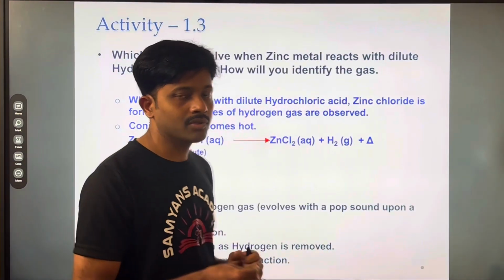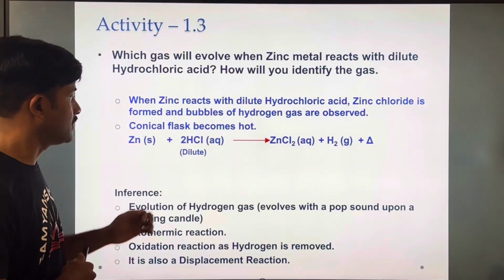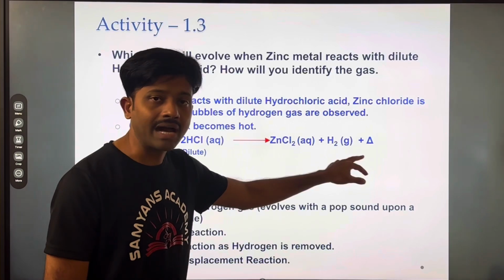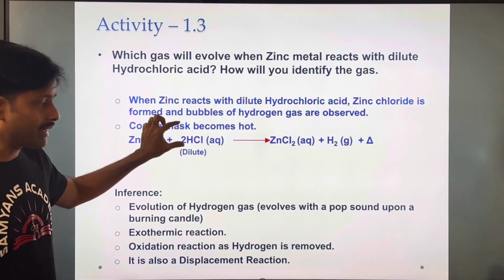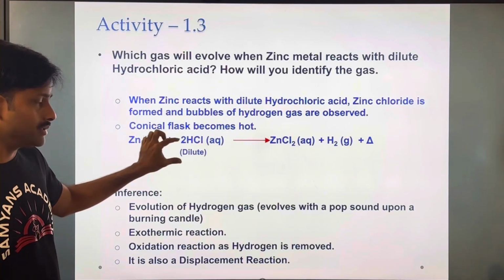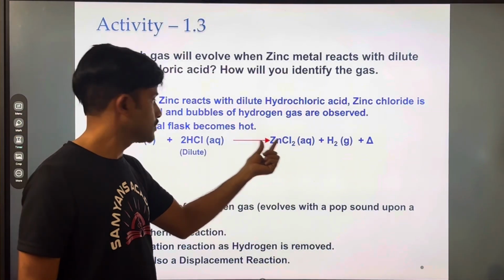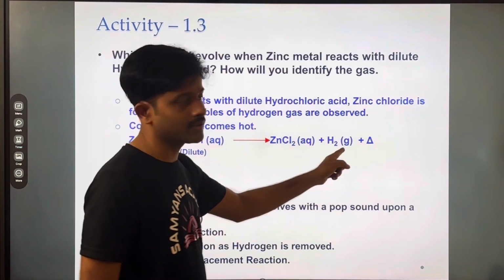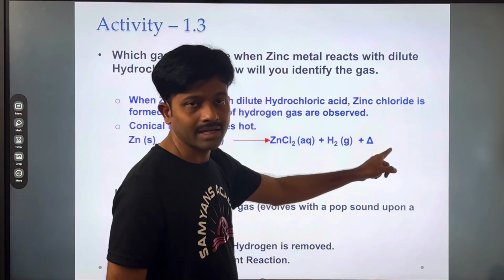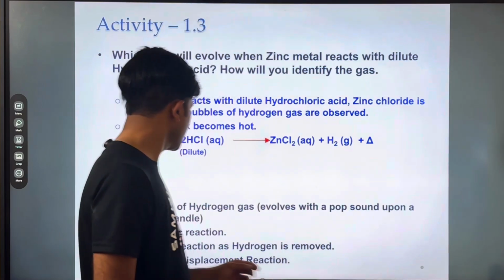Right? What are the air bubbles there? The air bubbles are due to the liberation of hydrogen gas, right? When zinc granules are added to the dilute HCl aqueous solution, because of this reaction, you will get zinc chloride aqueous solution. Here liberation of hydrogen gas takes place, and it also liberates some heat, right?